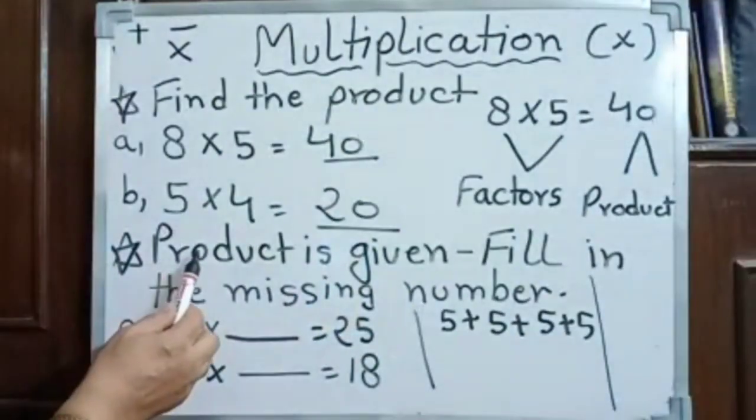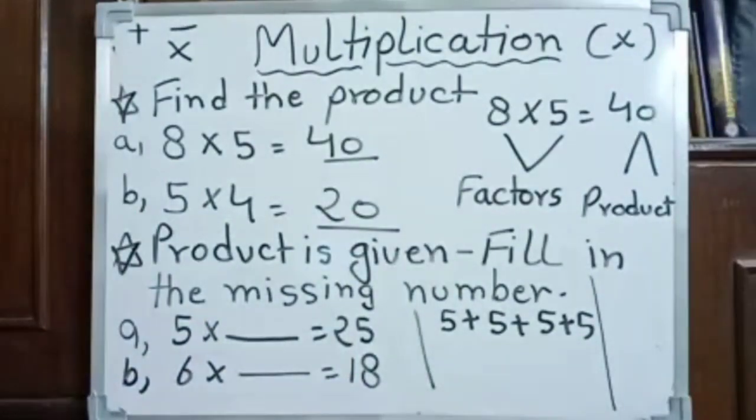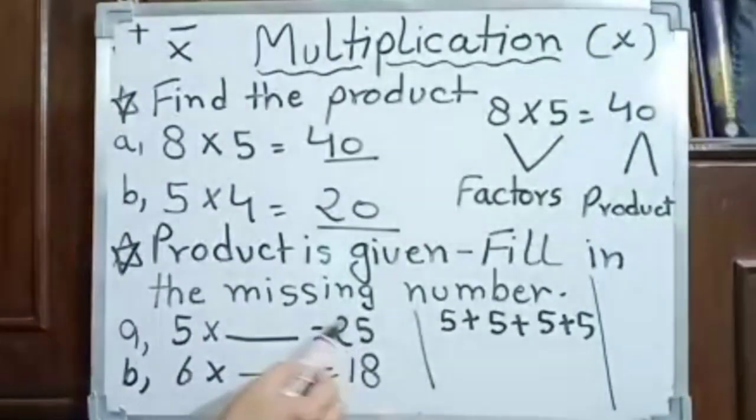Now another type: the product is given. Fill in the missing numbers. One product is given. This one is the product, this one is the product. 5 into which number gives the answer 25?